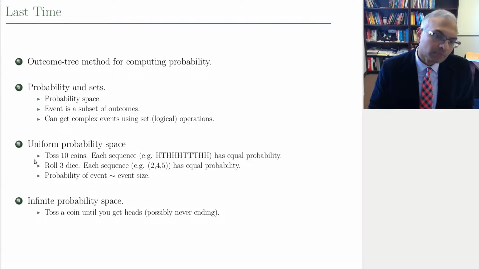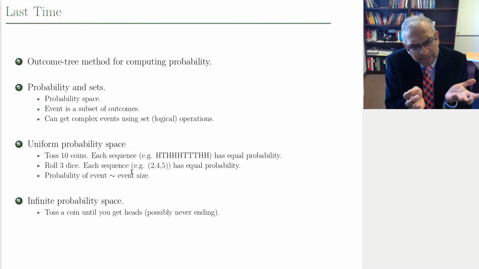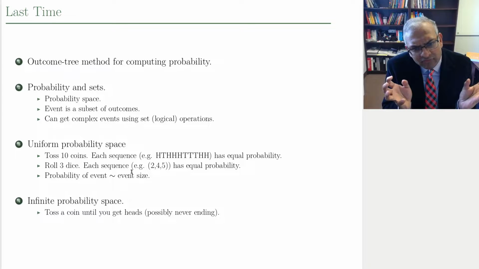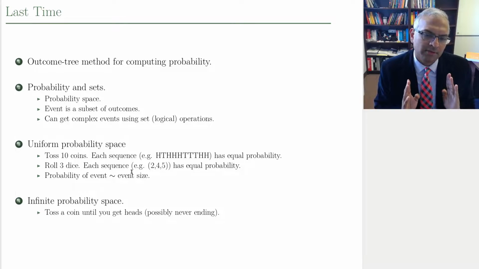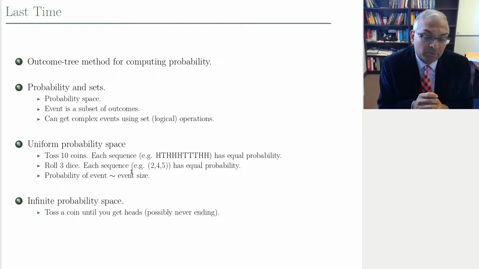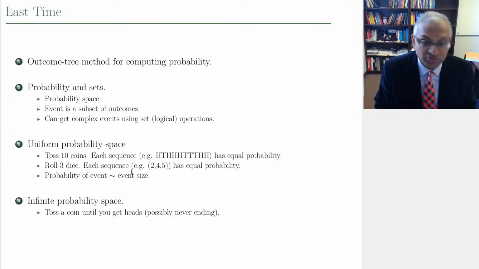Now, why is the uniform probability space very convenient? It's very convenient because the probability of an event is basically related to the number of outcomes in the event. Remember, an event is a set of outcomes. So in uniform probability spaces, computing the probability of an event just basically amounts to counting. And we already studied counting. So the tools of counting are very useful when it comes to doing discrete probability, which is the kind of probability that we are focusing on.